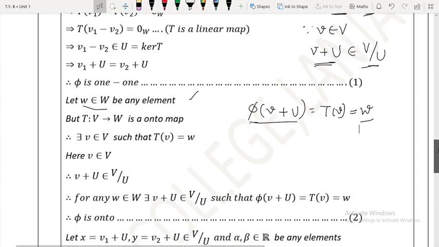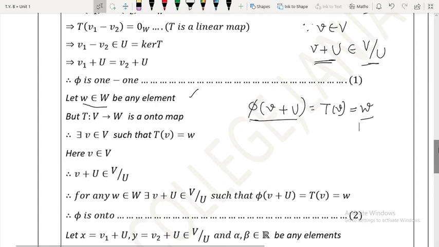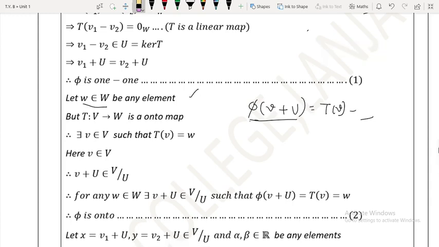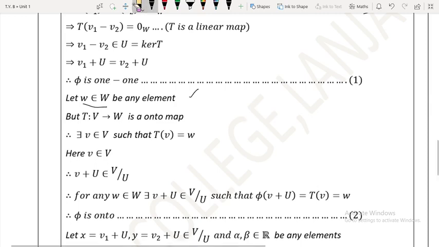Now what we have to show? It remains to show that this phi is a linear transformation or linear map. In order to show this, we should recall the definition of linear transformation. How do we show T is a linear transformation? We combine the two conditions together. I hope you remember those two conditions.